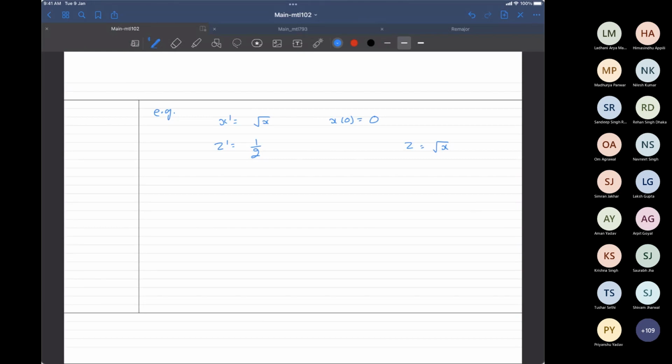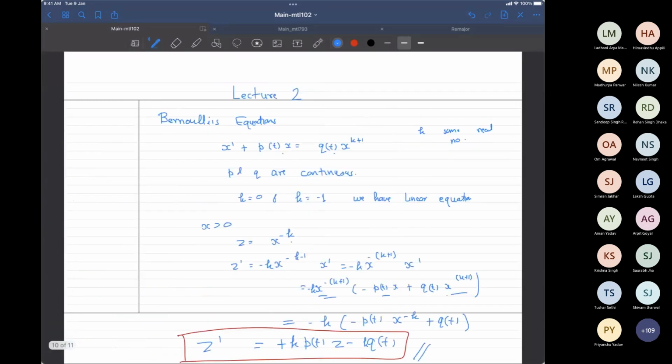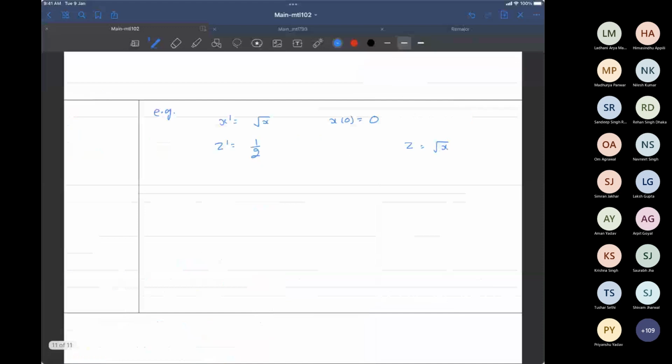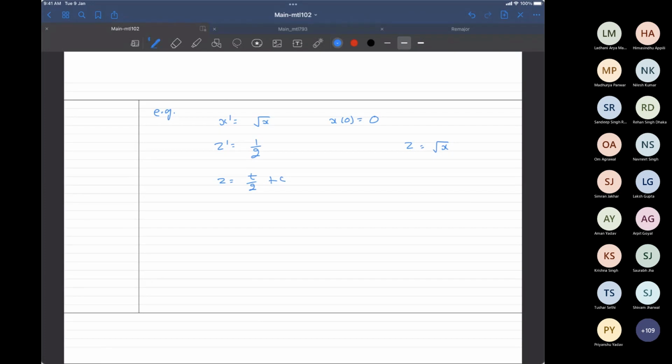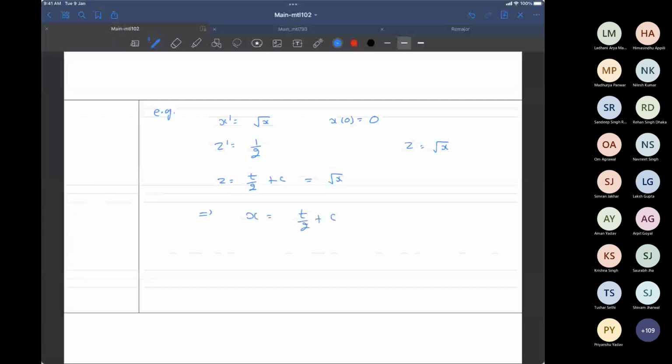Because here k was minus half, sorry, minus half. Now if you try to solve this equation, the solution is pretty simple. It's t by 2 plus some constant, which will be equal to square root of x. And when you go back to x, this will imply that x is equal to (t plus 2c) squared.